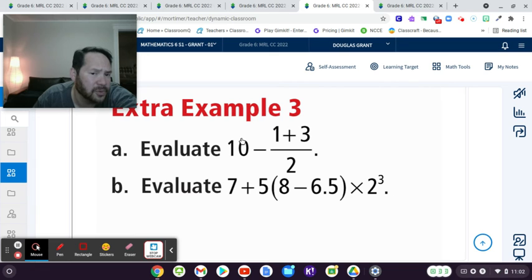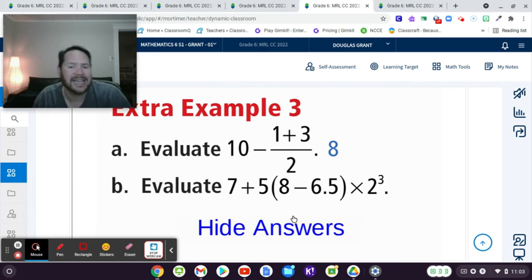All right, let's see how you did. So first, you got to do the 1 plus 3 because that's kind of grouped together. So 1 plus 3 is 4. So we have 10 minus 4 divided by 2. The next thing we have to do is the 4 divided by 2. We have to deal with this 4 over 2. 4 divided by 2 is 2. And then our final step is to do 10 minus 2, which gives us a final answer of 8. Hopefully you got 8. Okay, and then we got some really messy ones like this one right here.